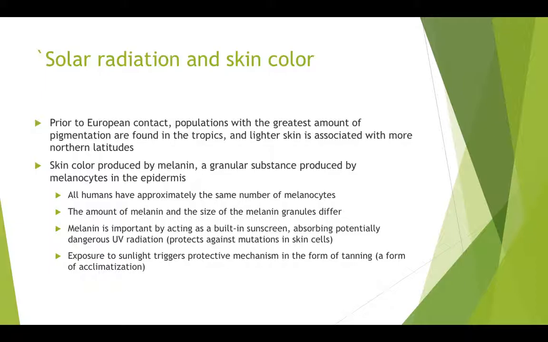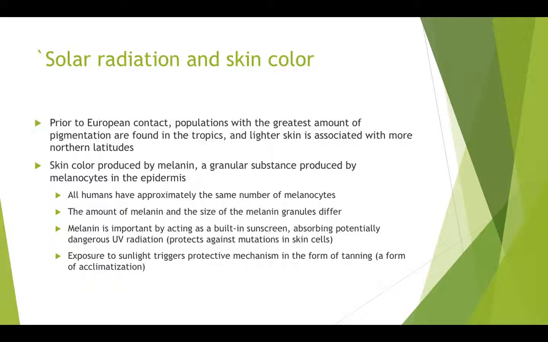So populations had the greatest amount of pigmentation in the tropics. Lighter skin then emerged as we moved away from the tropics, both into more northern latitudes and to southern latitudes. Our skin color is produced by melanin. This is a granular substance that's produced by melanocytes in the epidermis. We all have the same number of melanocytes, so we don't see a difference between populations in the number of melanocytes they have.